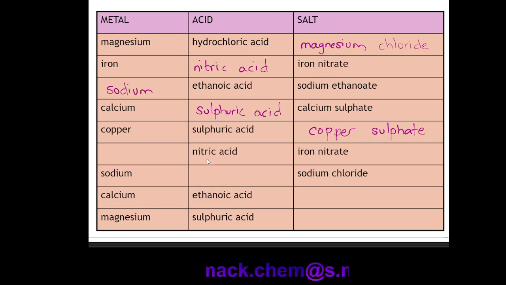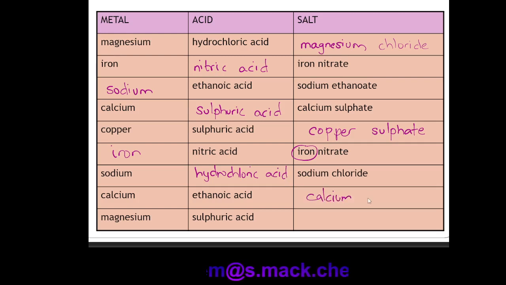Which metal does nitric acid react with to form iron nitrate? It is going to be iron. I'm going to fill in the answers for the rest, and you're going to correct your work to see if you got the correct answers. Once you have, this means that you are excellent at naming salts.